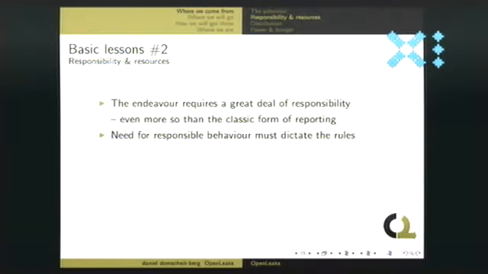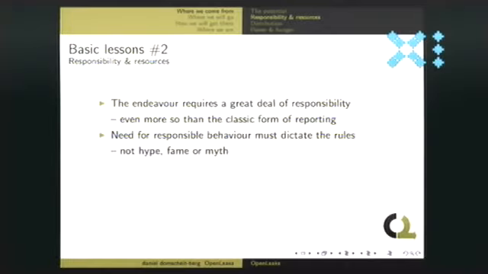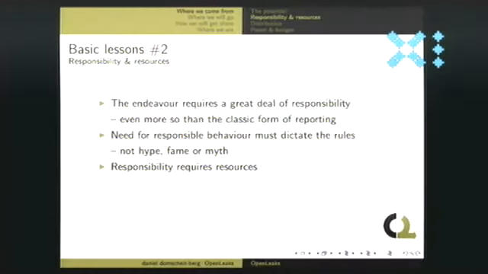Also, and this is very important, one of the lessons we've learned is that you need responsible behavior to dictate the rules. So the responsible behavior, the ways, the standards after you are working, those standards must be paramount. It must not be hype, fame, or myth, or whatever is happening on the internet, the buzz, some conspiracy theories, that are influencing the way that you are working, that have a say in that. But it should actually only be a good set of responsible standards that are driving your project and that are dictating what's happening. That responsibility requires a lot of resources.